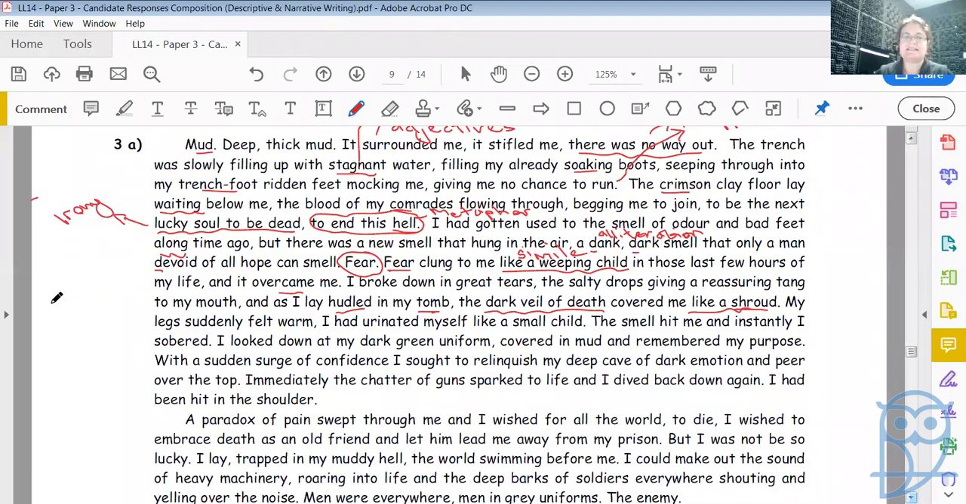My legs suddenly, always nice to use some adverbs to create tension. Suddenly, quickly, slowly, agonizingly, etc. Okay, my legs suddenly felt warm. I had urinated myself like a small child. Once again, pulling on this image of vulnerability. Children are vulnerable. A small child, a weeping child. So he feels like he's returned to some sort of form of vulnerability in a sort of childlike way. And then there's a sense of realism. Okay, when people are stressed, they urinate, okay? So I had urinated myself like a small child, adding a sense of realism.